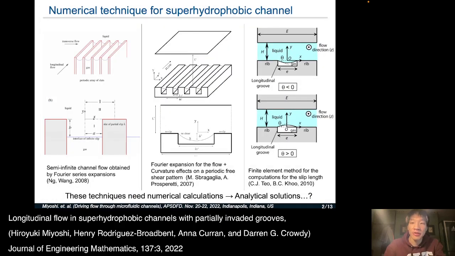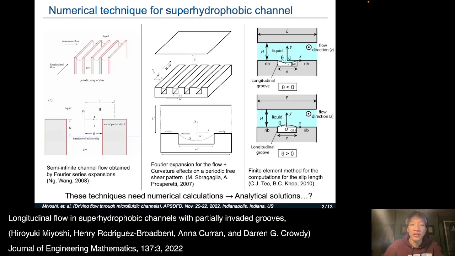These are several numerical techniques for obtaining superhydrophobic channel flow. Ng and Wang use the Fourier series expansion to calculate the semi-infinite channel flow in this geometry. Sbragaglia and Prosperetti also use the Fourier expansion for the flow, and they found the curvature effect on the periodic free shear pattern. Moreover, they found the asymptotic expansion of slip lengths with respect to the protrusion angles.